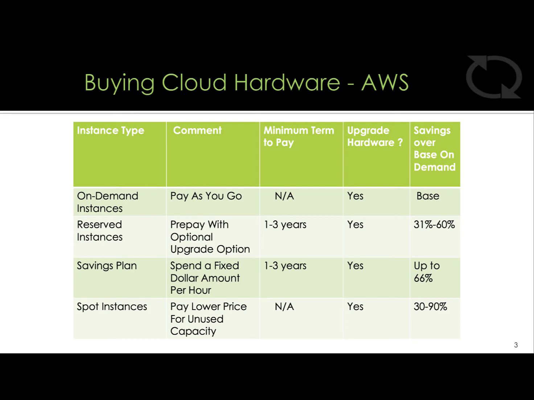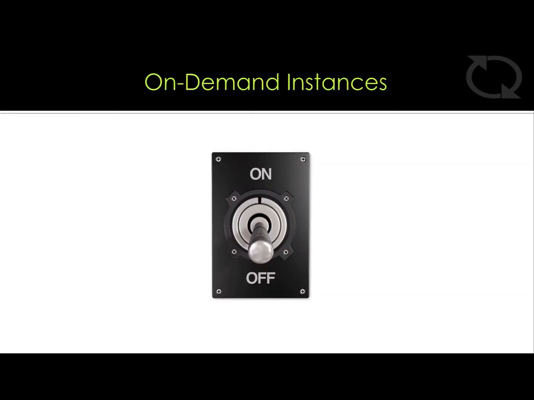But if you use enough compute time, that will save you 30 to 60% over paying for the equivalent on demand. Now, there's also savings plans, which are more flexible than reserved instances and let you pick and choose your hardware, region, operating system, and other things, with similar savings. And then finally, you have spot instances, which let you pay a lower price than on demand for unused capacity in AWS. You could save anywhere from 30 to 90%, depending on the type of instance you have.